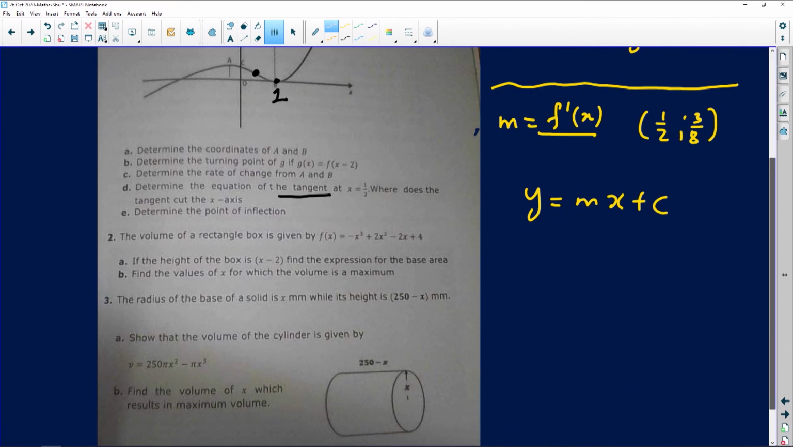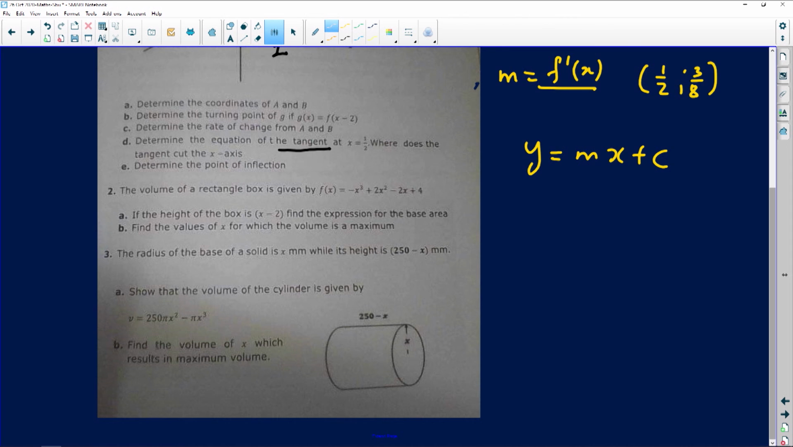So there's another question here that we are also going to try and look at based on these questions that you guys sent to us. So let's go and see how that particular question looks. We'll take the one at the end, which is number 3. It says to us here, the radius of the base of a solid is x millimeters, while the height is 250 minus x millimeters. We now need to show the volume of the cylinder is given by 250 pi x squared minus pi x cubed.